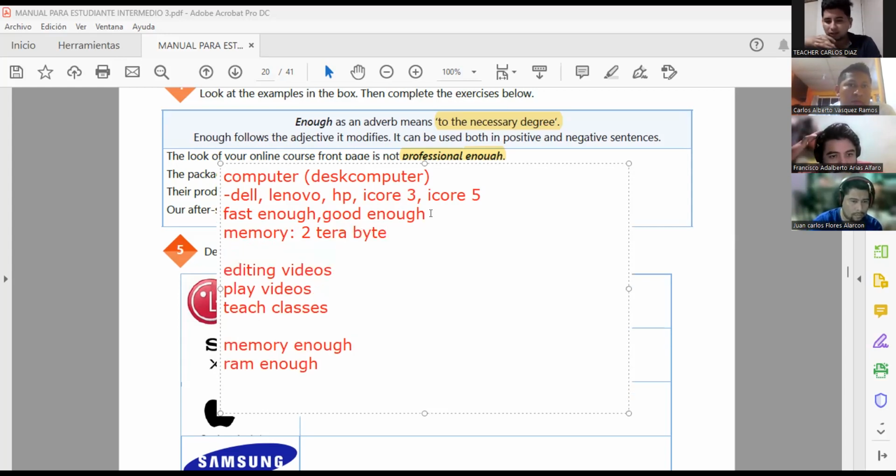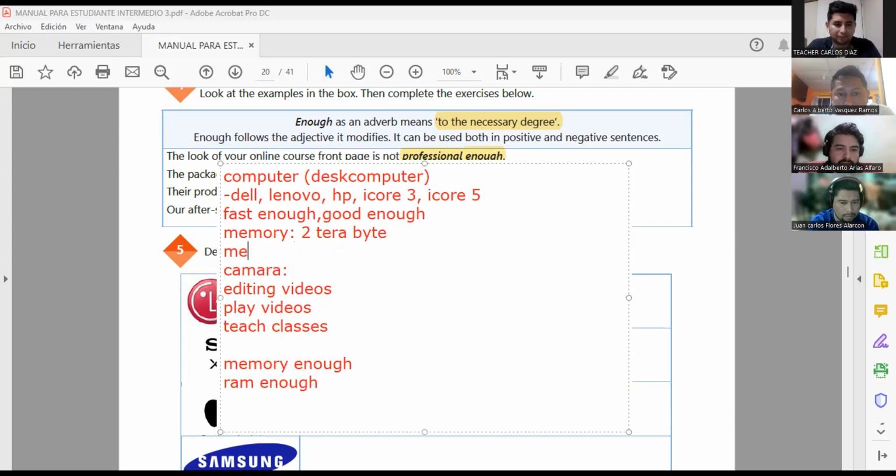What other qualities do you see in a computer, Francisco? Memory RAM. Yes, the memory RAM, which is 2 terabytes? No, maybe camera, one terabyte, for example. 2 terabytes is memory, como en memoria interna de guardar. Y memory RAM is other. Ah, it's another one. Yes. So the memory RAM should be 8 GB. Yes.